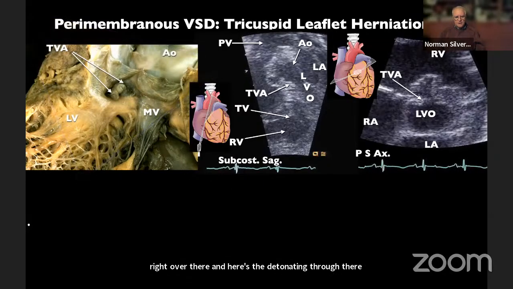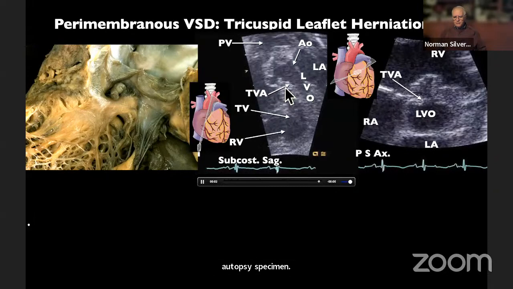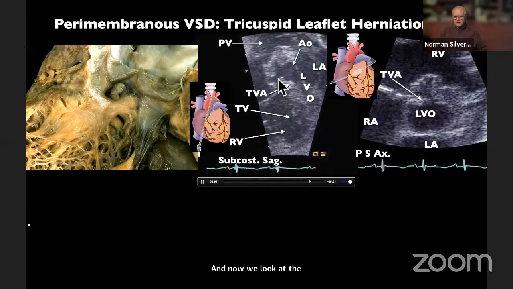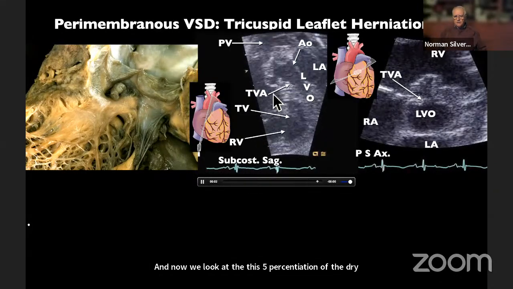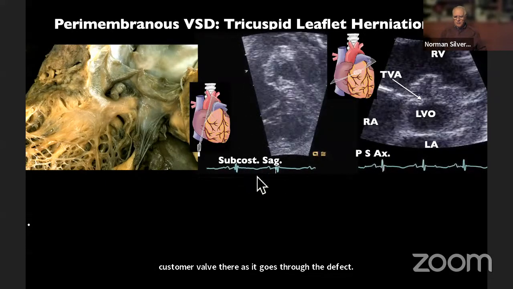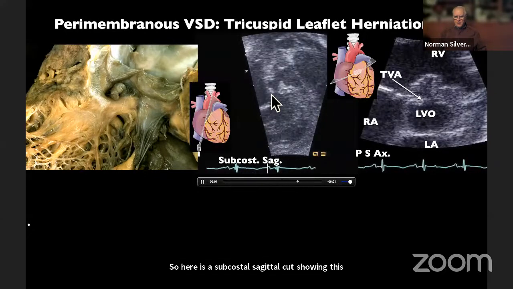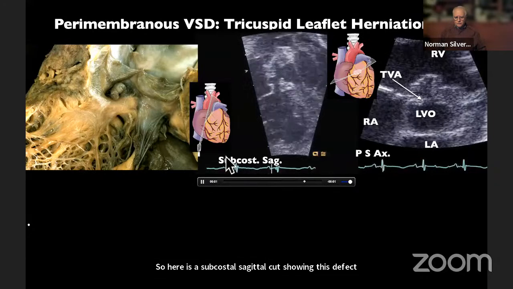Let's take the pictures off and show you the raw picture. Unfortunately, it doesn't move because it comes from an autopsy specimen. And now we look at this fibrous herniation of the tricuspid valve there as it goes through the defect. So here is a subcostal sagittal cut showing this defect herniating backwards and forwards across the defect.